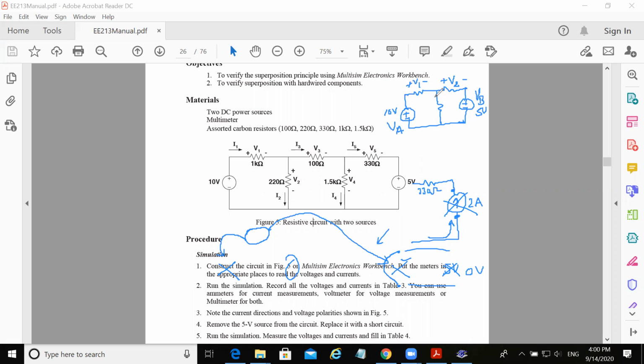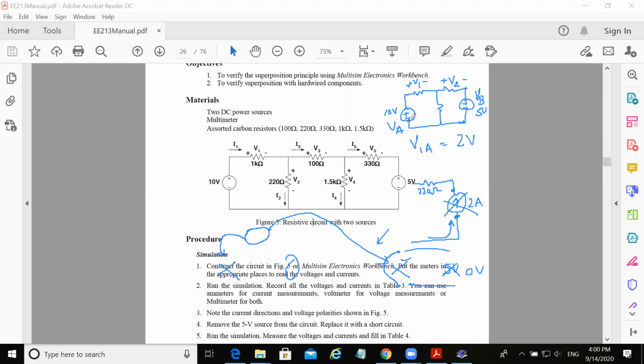Now, when I want to find V1, I will have to deactivate one of the sources. Let us say I deactivate VB. So the only source that is present in my circuit would be VA. Now V1, due to the presence of VA, let us call it V1A. Let us say, just an example, that it happens to be 2 volts.